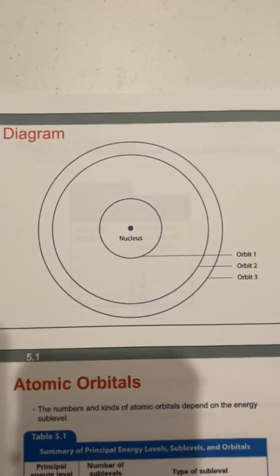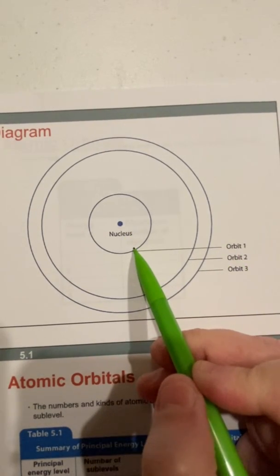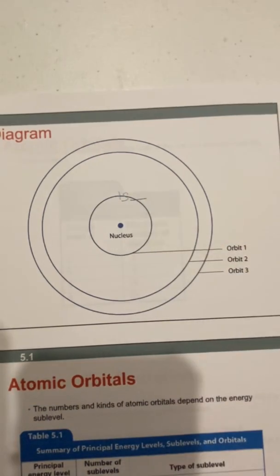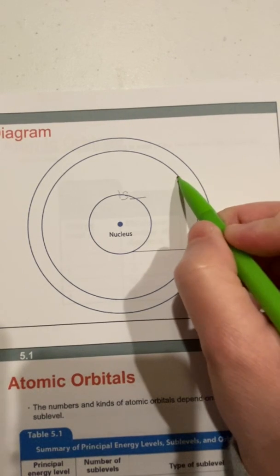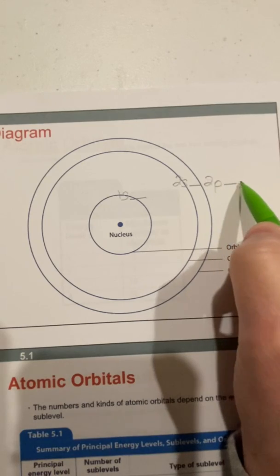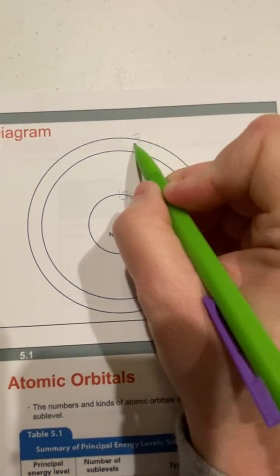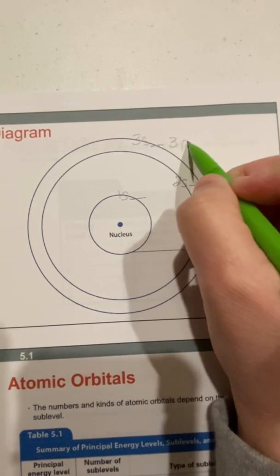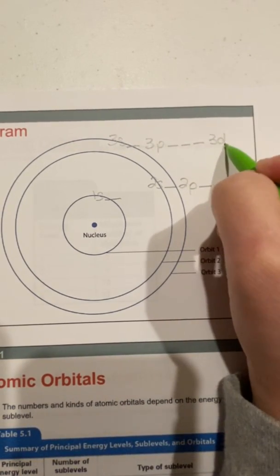So here's the diagram that I attempted to draw. You've got orbit 1, meaning level 1. Remember that level 1 can have just a 1s orbital. So I'm going to show it like that. And then level 2 can have a 2s orbital, and it can also have a 2p orbital. And then level 3 can have a 3s. It can also have a 3p, but it can also have a 3d, which has 5 orbitals.